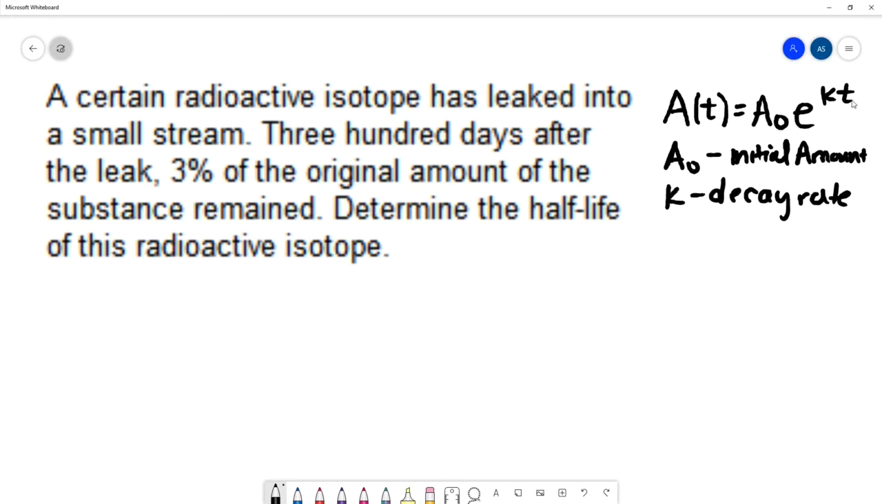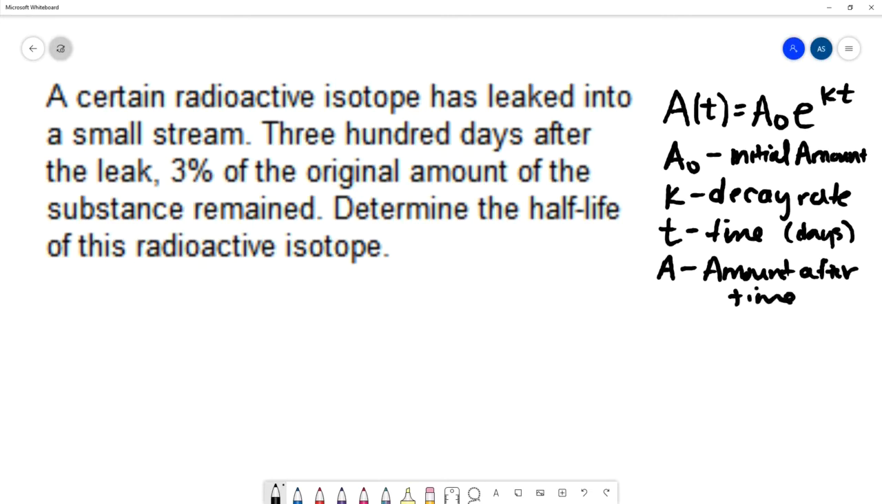Then we have our variable t. t stands for time. And the units of time need to be consistent through the problem. Here we're given 300 days, so we're going to use days as our unit of time. And then we have our final variable A, and A is going to be our amount after some period of time. So we're going to plug in a time period, and we're going to know the amount remaining after that time period.